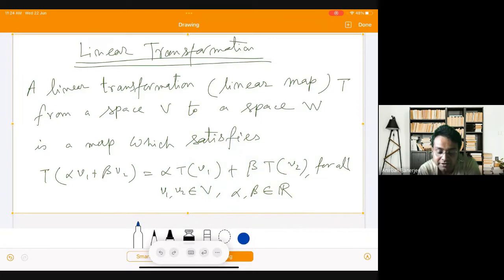So here V can be R, in our case V can be R square, or V can be R cube. Also W, it can be R or R square or R3.